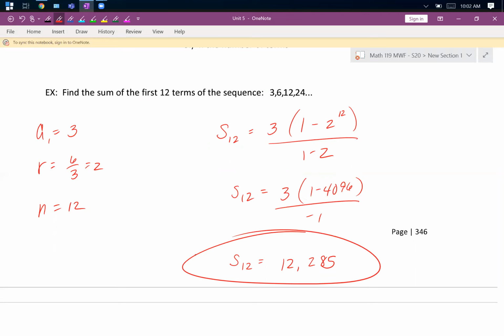However, this is a geometric function here, right? These sequences are represented by exponential functions, and we know that exponential functions grow really, really fast. So we should not be surprised that we got this large partial sum for only 12 terms. Questions at all?